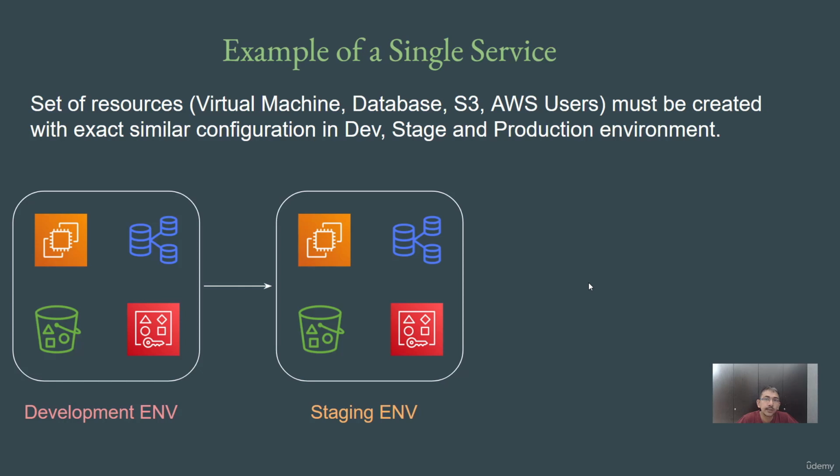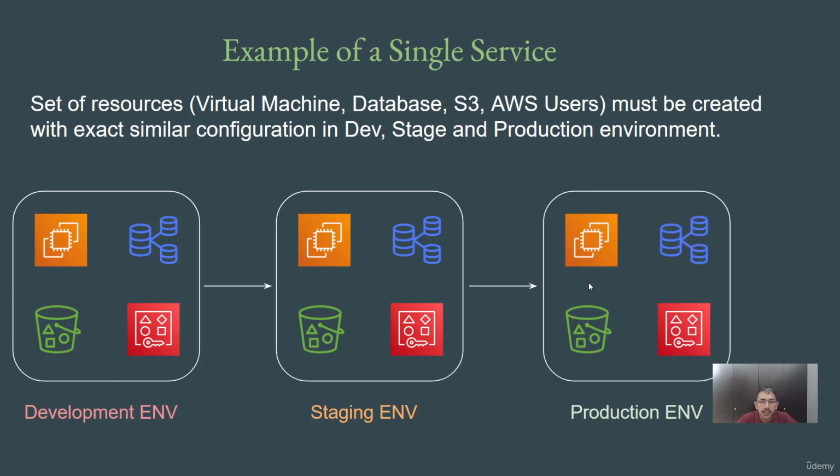Now everything is working well in staging. A similar kind of configuration you have to deploy in the production environment and so on. So this is part of a single service. Now in a medium to large scale organization, you can have hundreds of such services. So are you going to manually create it in the development environment, then in staging, then in production?